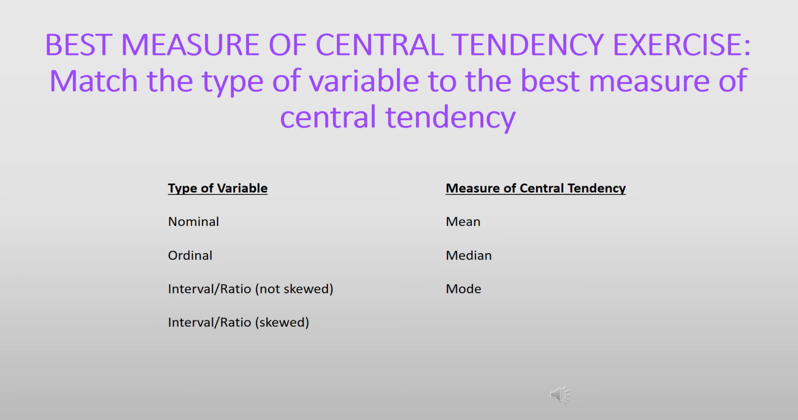The best central tendency for nominal is mode. The best central tendency for ordinal is median. The best central tendency for interval or ratio, where the data is not skewed, is mean. And the best central tendency for interval ratio data that is skewed is median.